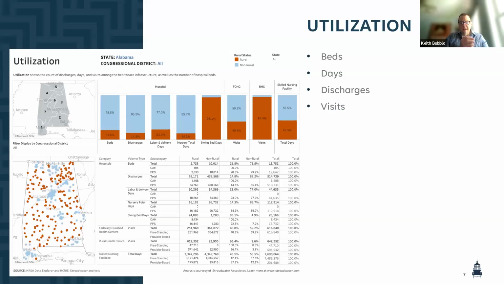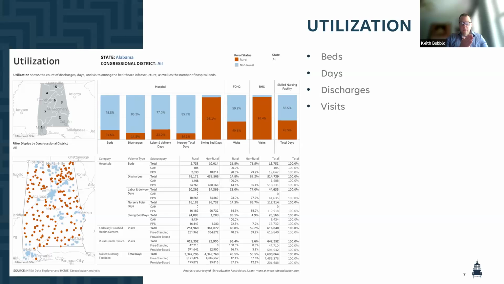The next tab is utilization. Now this breaks down some of those categories. We don't have things for all of these categories because it's not publicly available in some cases. But this looks at hospitals, FQHCs, rural health clinics, and skilled nursing facilities, and some of the volumes that are associated with those. This is important because when you look at individual states and specifically in congressional districts, you can really see the split between rural and non-rural as far as this utilization goes. And it really underscores the importance of rural in our healthcare environment, especially now.